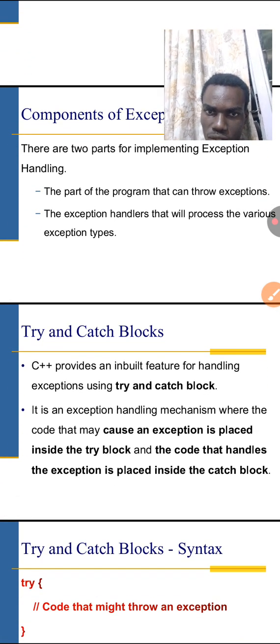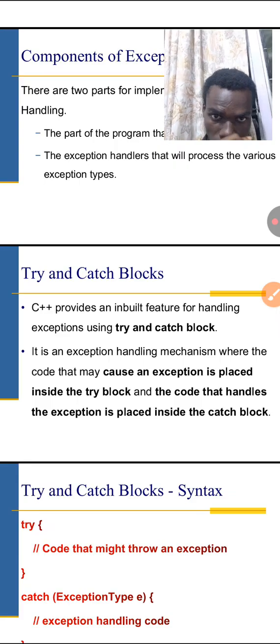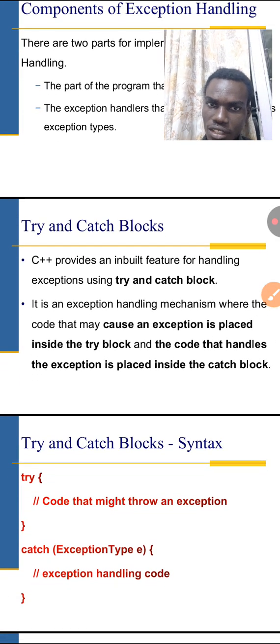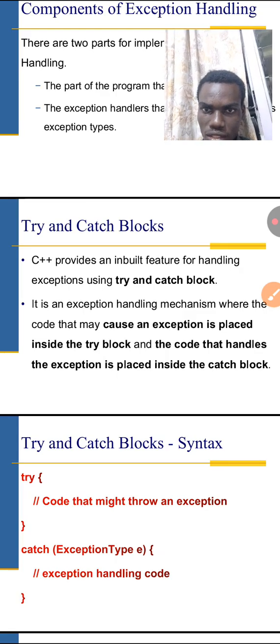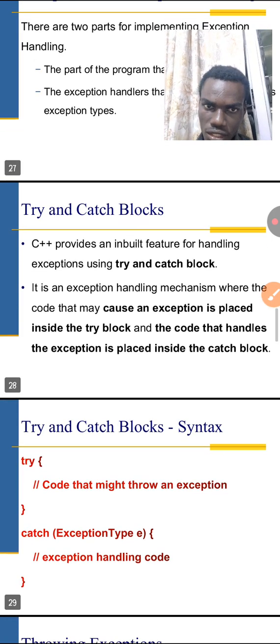Try and catch blocks. C++ provides an inbuilt feature for handling exceptions using try and catch blocks. It is an exception handling mechanism where the code that may cause an exception is placed inside the try block, and the code that handles the exception is placed inside the catch block.